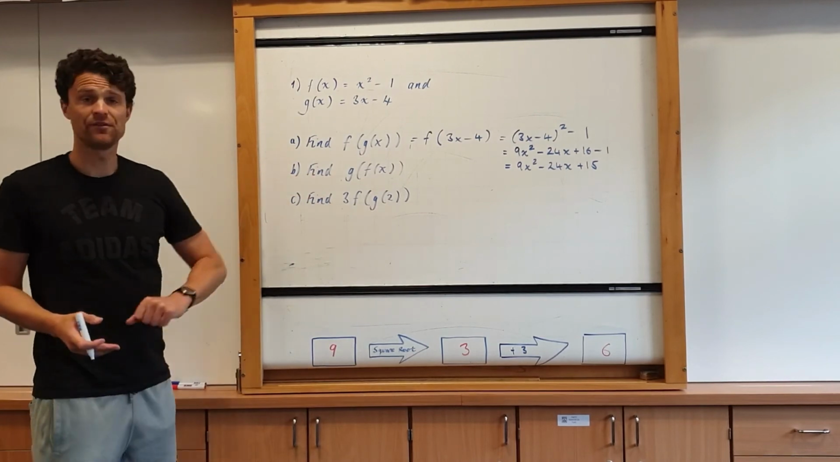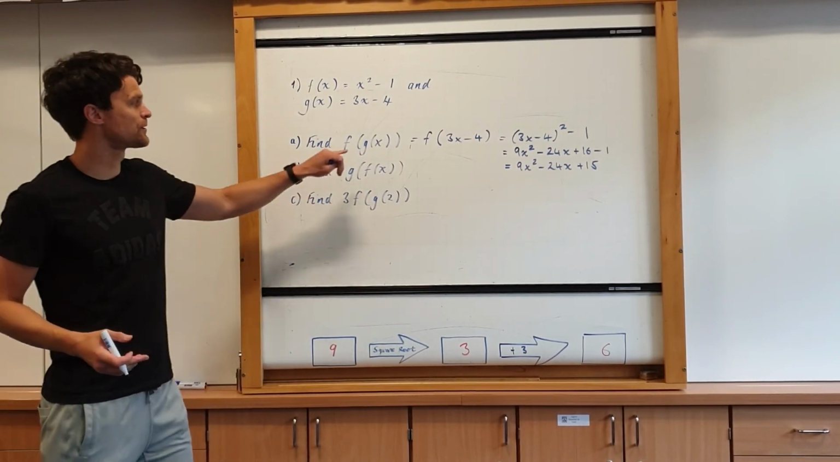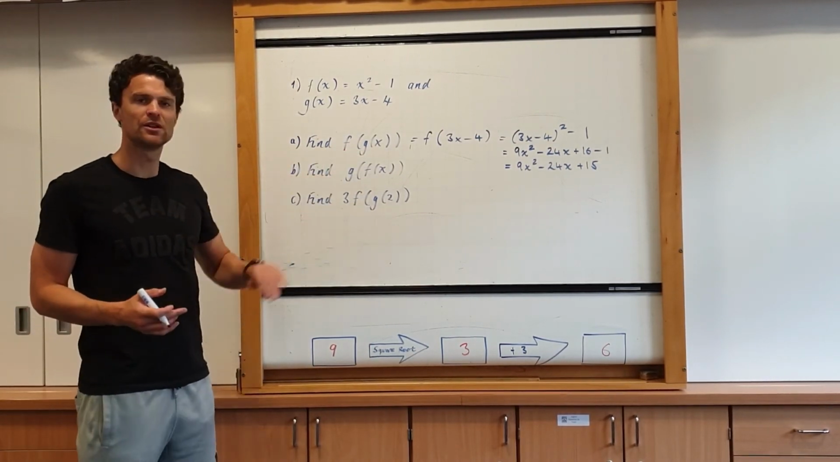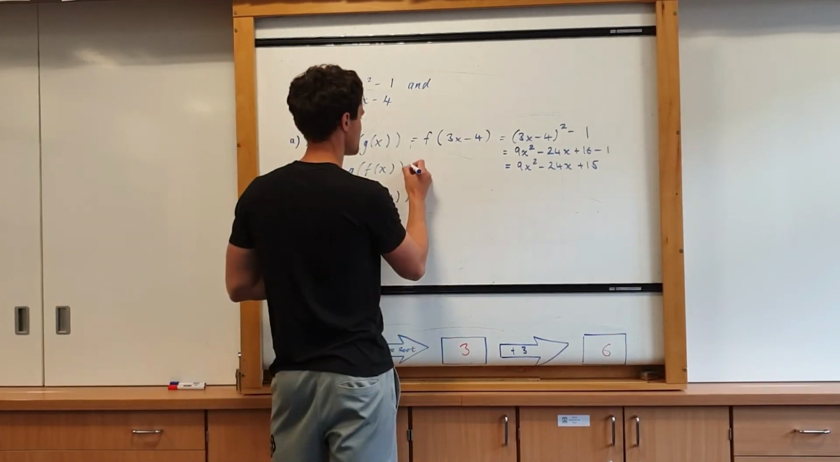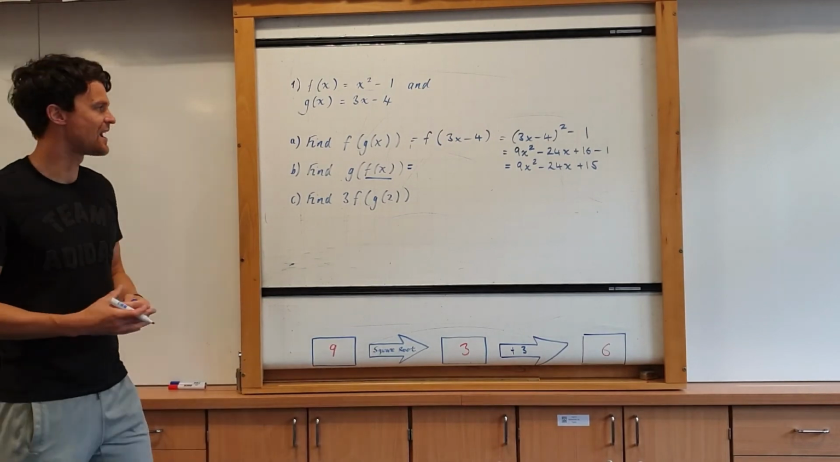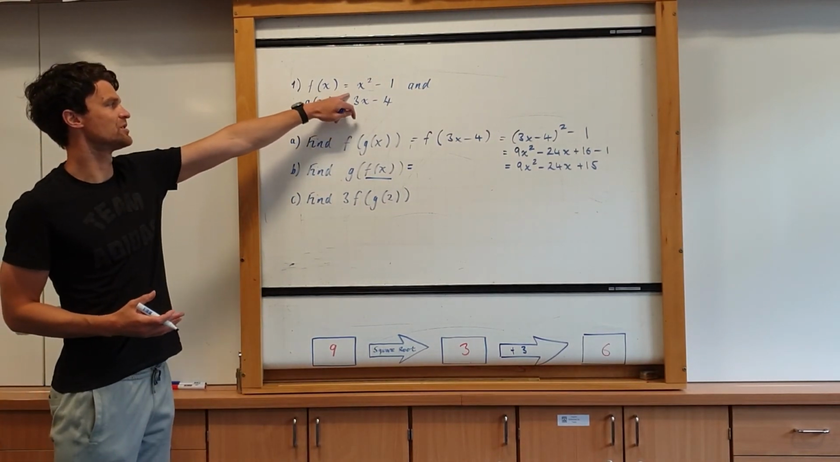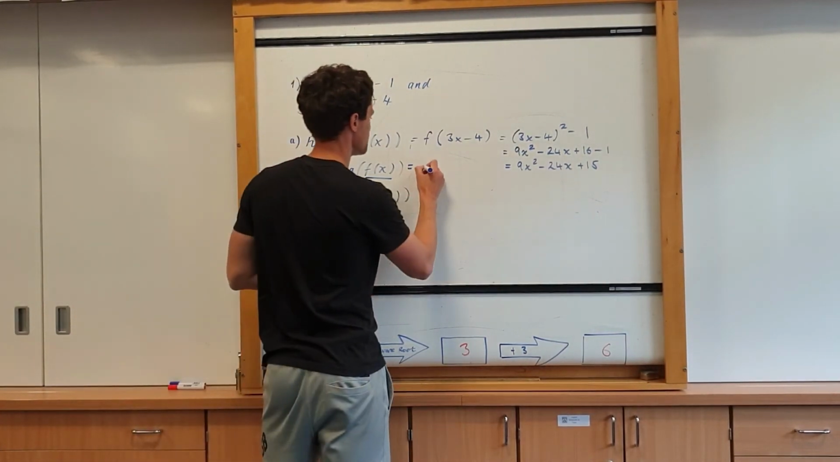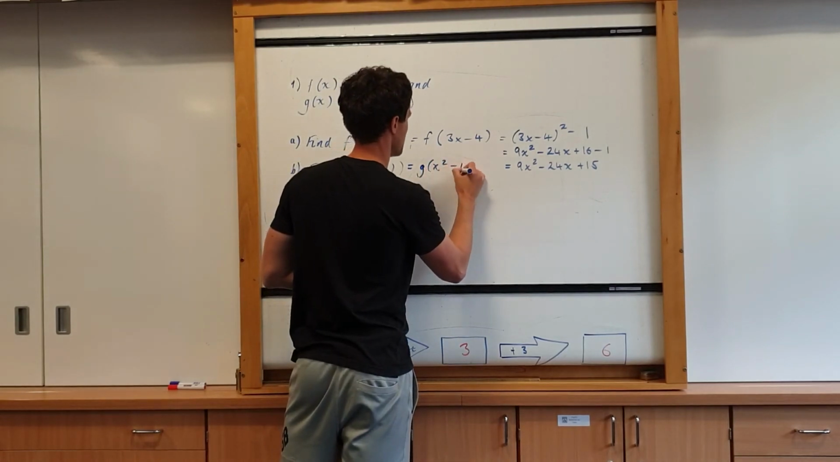The next one is just that in reverse. So in the first one I substituted g into f, the second one I'm going to substitute f into g. So again, let's take our first line of working. Inside the bracket is f of x, replace that with your function for f of x, which is x squared minus 1. So it's going to be g of x squared minus 1.